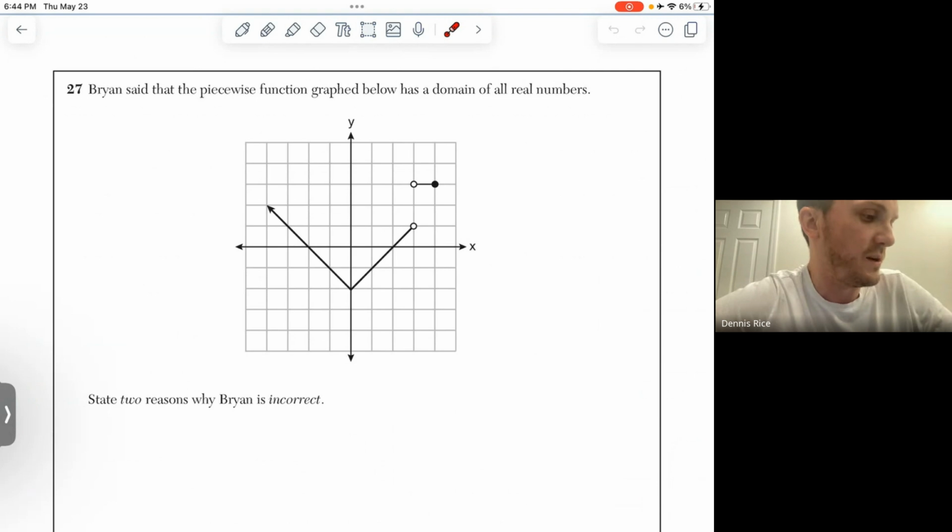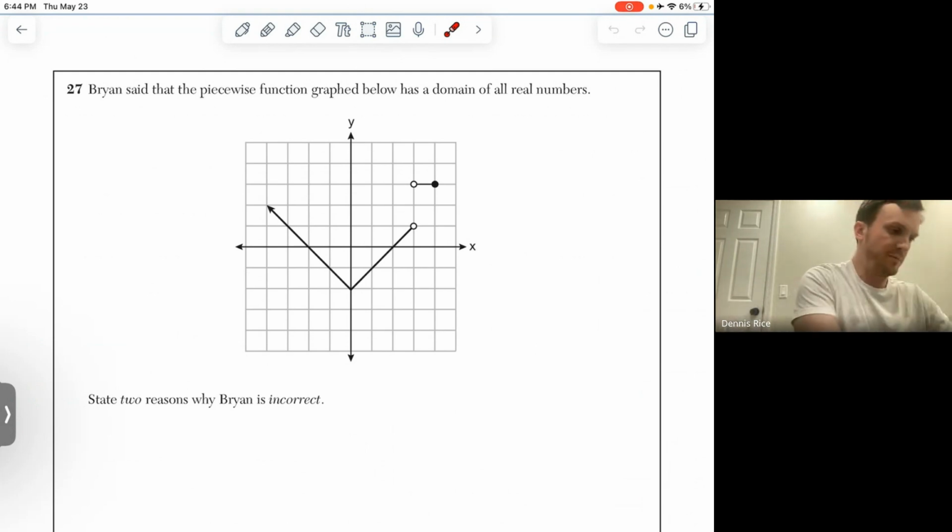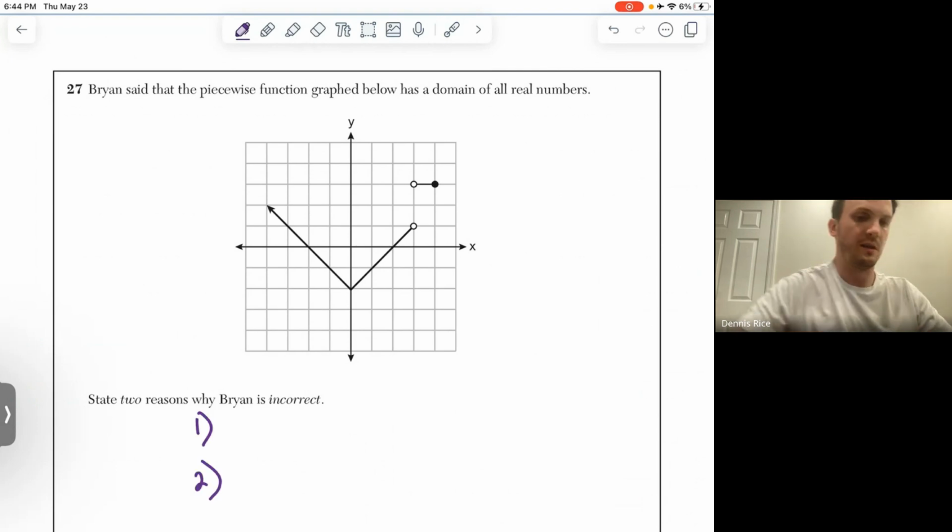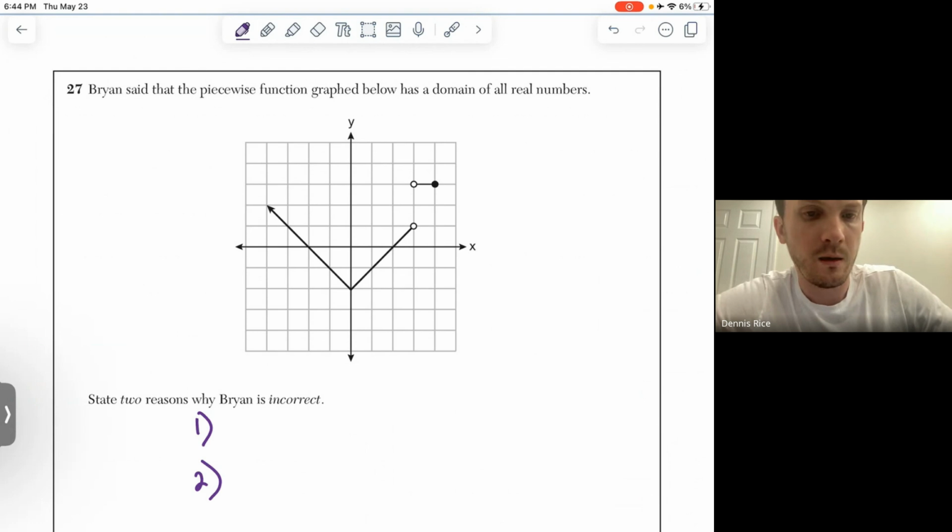Brian said that the piecewise has a domain of all real numbers. State two reasons why Brian is incorrect. So why is Brian incorrect? We need to say two. I would maybe do something like this just to make it very clear. Like literally 1 and 2. Why is Brian incorrect?